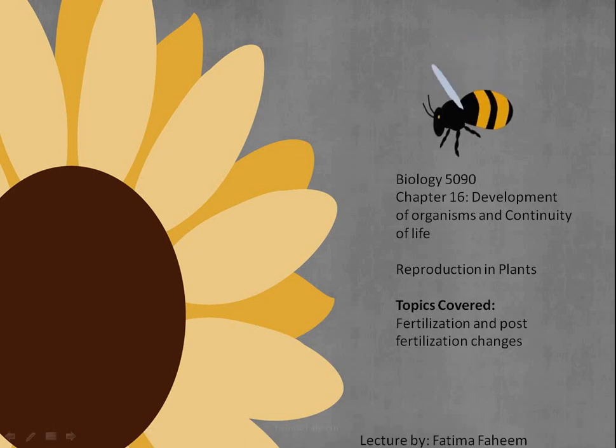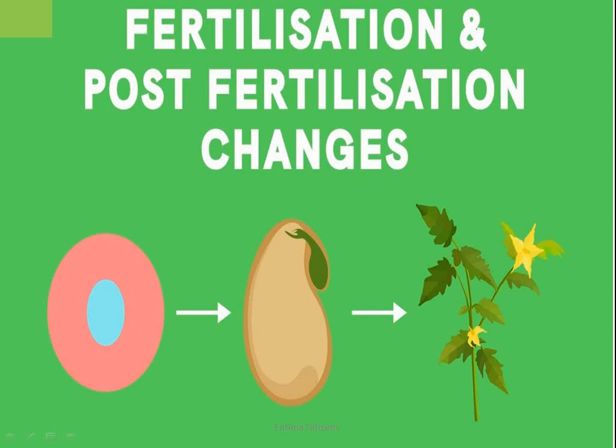Okay, continuing with chapter number 16, development of organism and continuity of life. We were looking at sexual reproduction in plants, and in today's lesson we will see what fertilization is, how it happens in the plants, and what are the post-fertilization changes that take place in a flower. Let's see fertilization and post-fertilization changes in a nutshell.